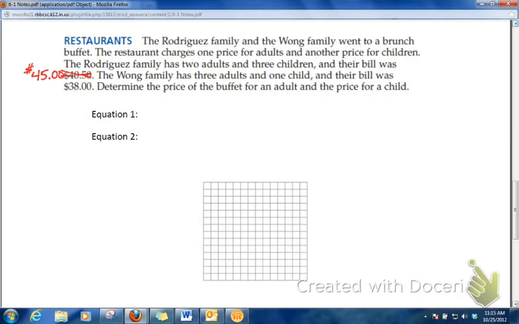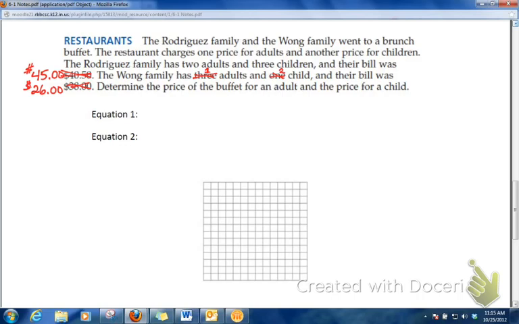And then it says the Wong family has, and we're going to change from 3 adults to 1 adult, and we're going to change from 1 child to 2 children. And their bill was, and we're going to change from $38 to $26. Alright, so a couple changes there. So the Rodriguez family has 2 adults and 3 children, and their total bill was $45. The Wong family has 1 adult and 2 children, and their bill was $26. It says determine the price of the buffet for an adult and the price for a child.